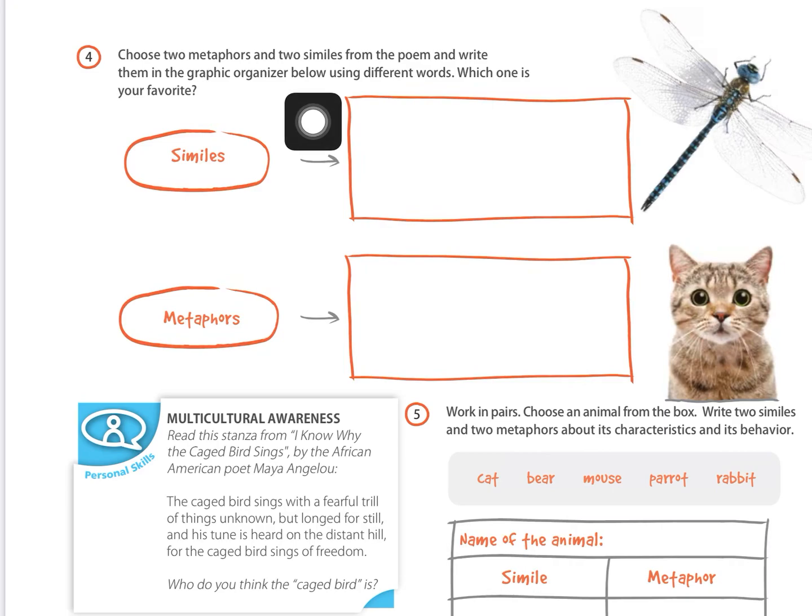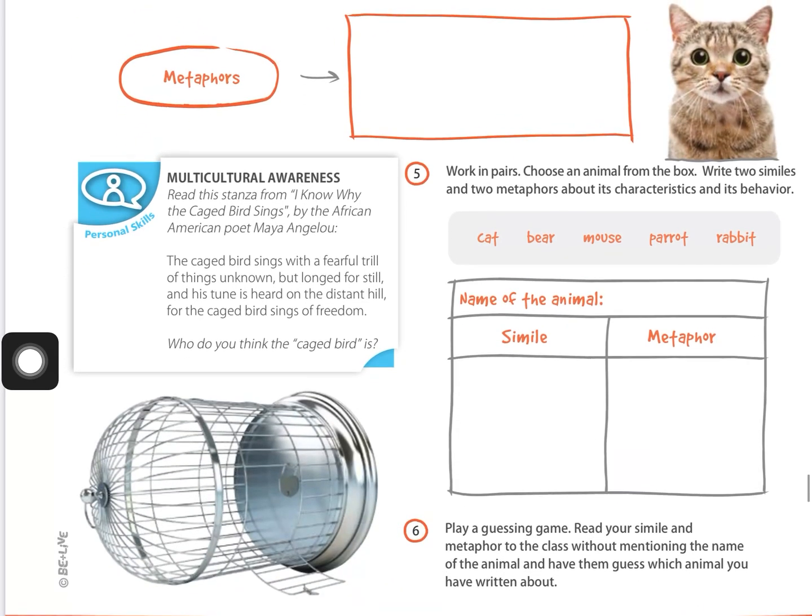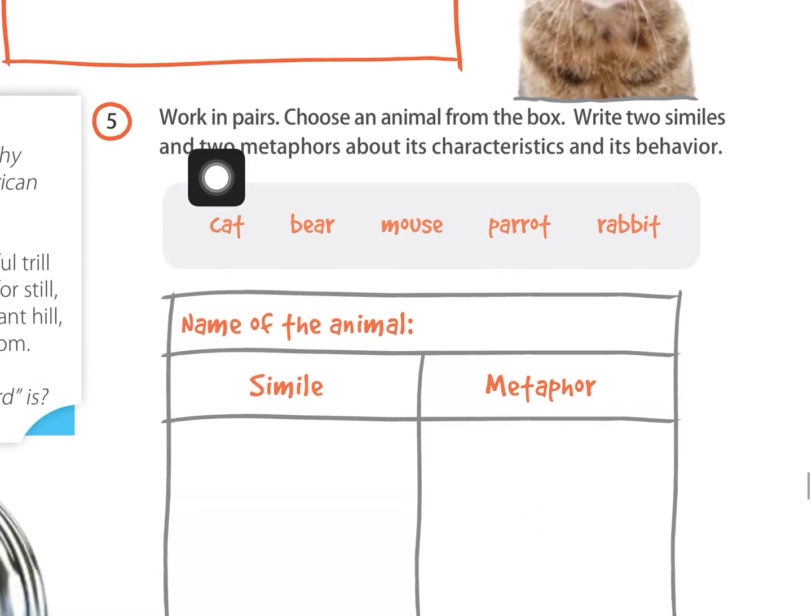Choose two metaphors and two similes from the poem and write them in the graphic organizer below using different words. Which one is your favorite? What is one example of a simile, and tell me another example of a metaphor? Yes? Then we go to point number 5.